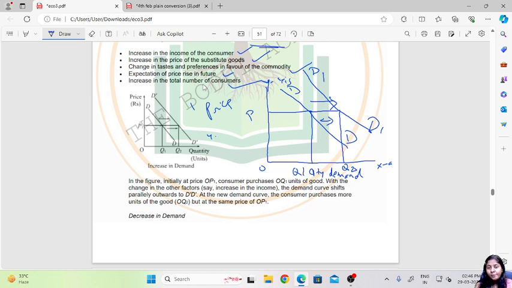Initially at price OP1, consumer purchases OQ1. With the change in the other factors, say if there is an increase in income of the consumer, the demand curve will shift to the right hand side, so parallelly outwards to D1 D1. At the new demand curve, the consumer purchases more units of good OQ2, but at the same price of OP1. So this is your increase in demand.